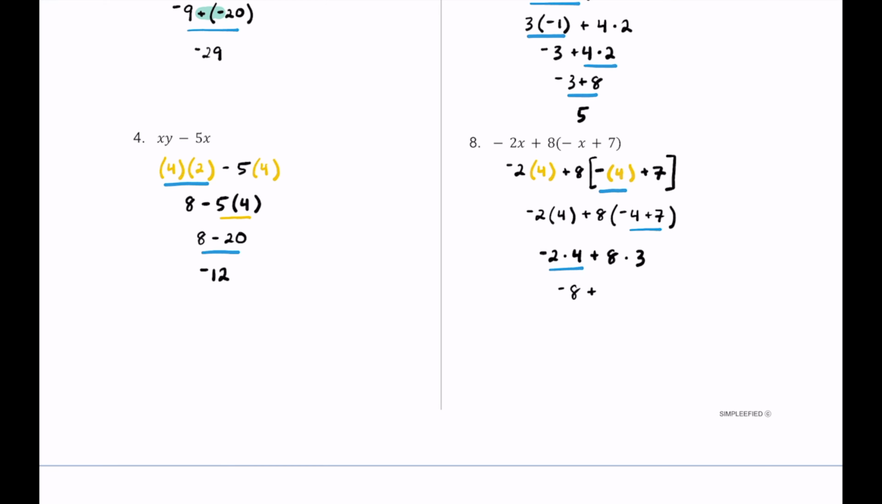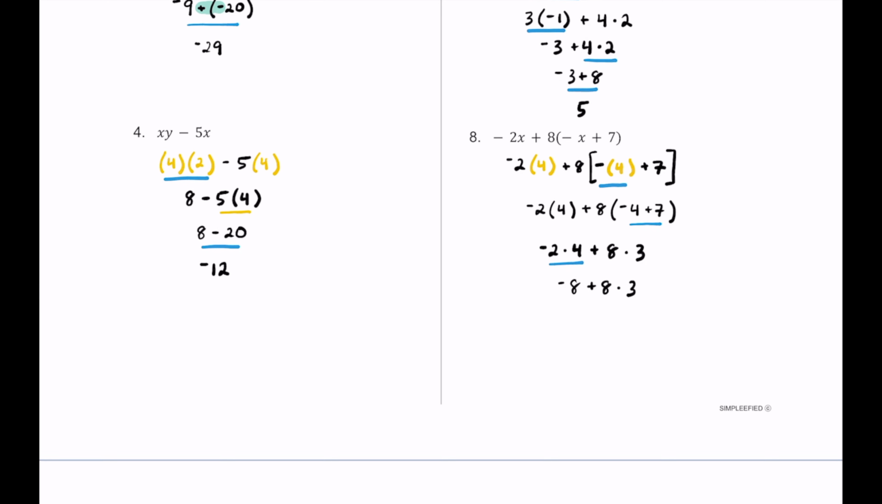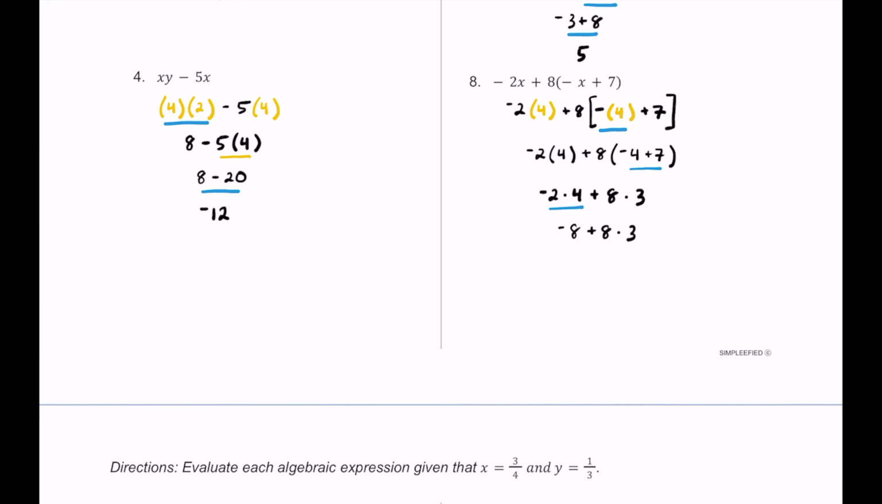We have negative 8 plus the product of 8 and 3. Between addition and multiplication, let's go ahead and complete this multiplication. So 8 times 3 is 24, so we have negative 8 plus 24. And then finally, negative 8 plus 24 should definitely bring us to the positives, and that's going to be positive 16. So if x is equal to 4, then this expression would equal 16.